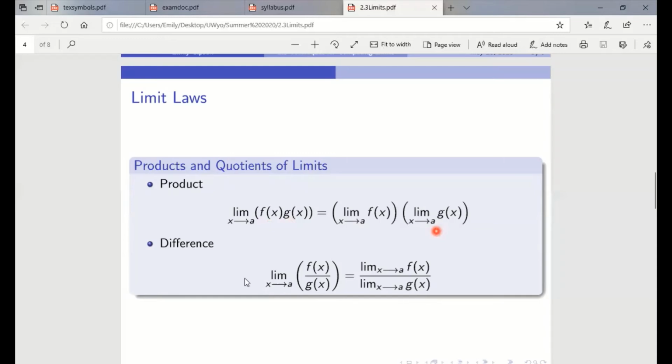And then if we have a product, then we better have a quotient. This should say quotient, my apologies. I'll fix it before I upload the slides. The limit as x approaches a of a function f of x divided by a function g of x is the same as the limit as x approaches a of f of x divided by the limit as x approaches a of g of x. And as long as the limit as x approaches a of g of x does not equal 0, we're totally in the clear and we don't have to worry about anything.